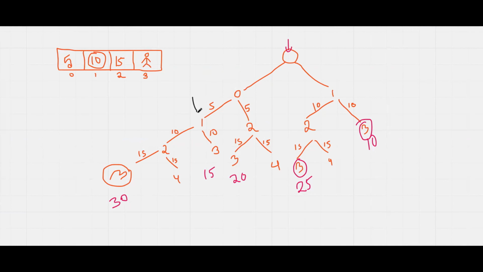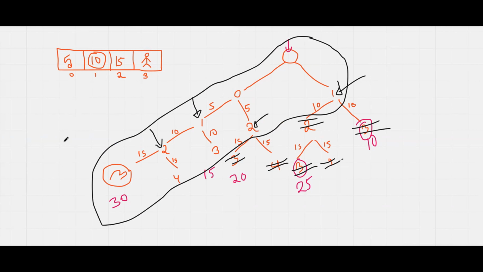Now, if we explore the subtree presented in this one, we don't have to explore the subtree here. So we don't have to explore these nodes. Again, if we explore the subtree presented in node 2, we don't have to explore the subtree here again. So we don't have to explore node 3 and node 4 as well. Now, we have to explore only this part of the tree, which is roughly big O of n, where n is the number of nodes.